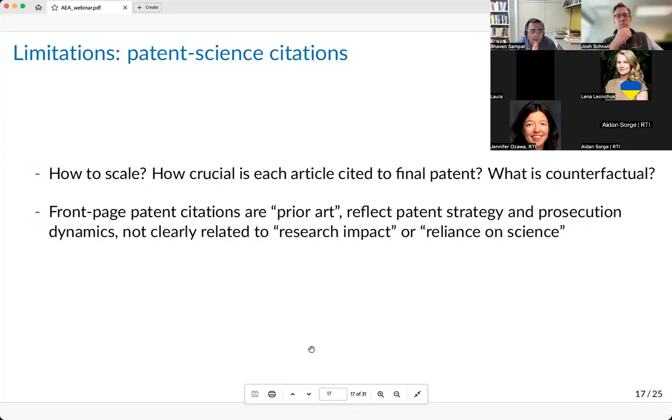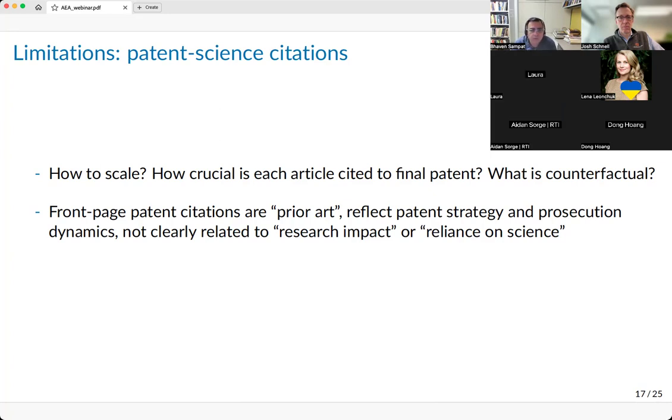Second, on the patent citations. There are a number of issues here as well, including just some measurement issues. When you see a patent cite 200 articles, how do you scale that? Do you say that it's 200 articles that collectively acknowledge 30 NIH grants? Like, how do you scale that? Do you just divide by n, or how do you want to think about the cruciality of each cited article or underlying grant to the final patent? And there are questions about what the counterfactual is in that case. So there are just some conceptual as well as measurement issues there.